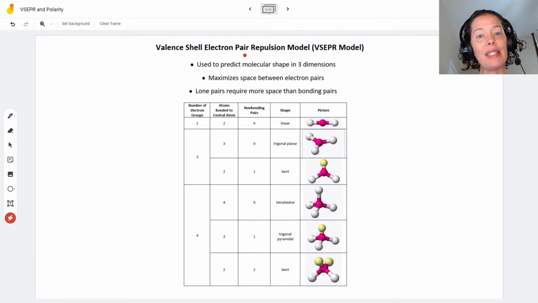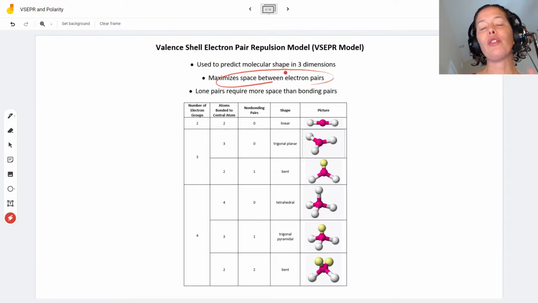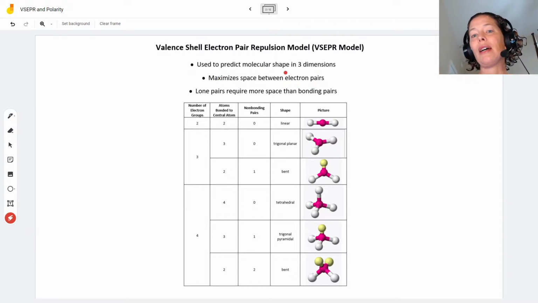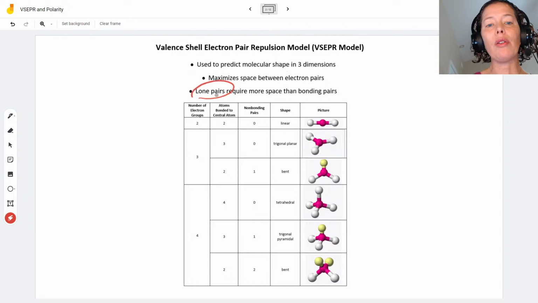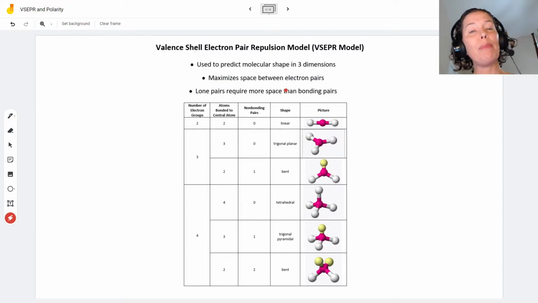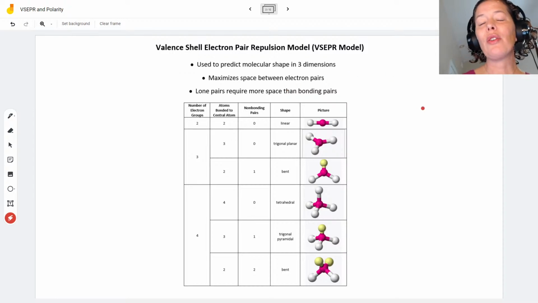The other thing about VSEPR is, you can see here, we are going to try to maximize the space between electron pairs. Again, in 3D space, it's very easy to get stuck in 2D when we work on paper or on a screen, but we want to keep in mind that we're working in 3 dimensions. And the other thing we want to keep in mind is that our lone pairs are going to require more space than our bonding pairs. So that's how we come up with these 3D structures for molecules. It's all based on bonds and lone pairs on the central atom.